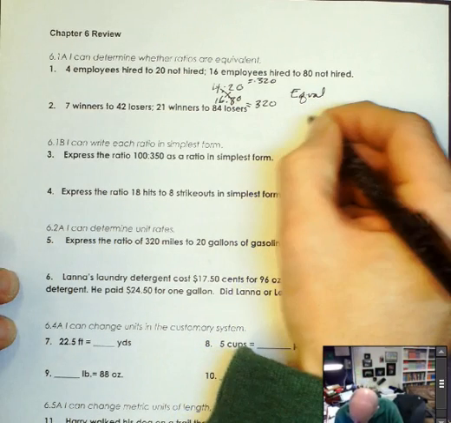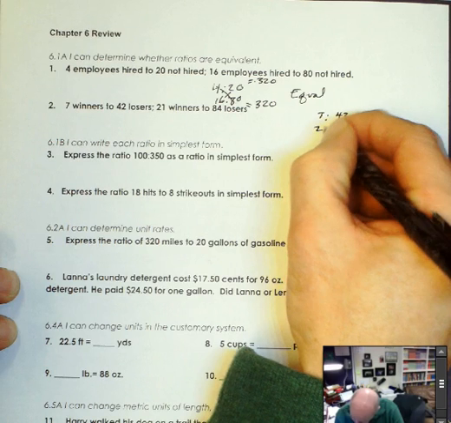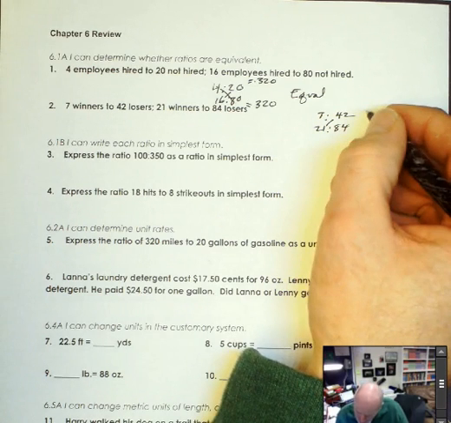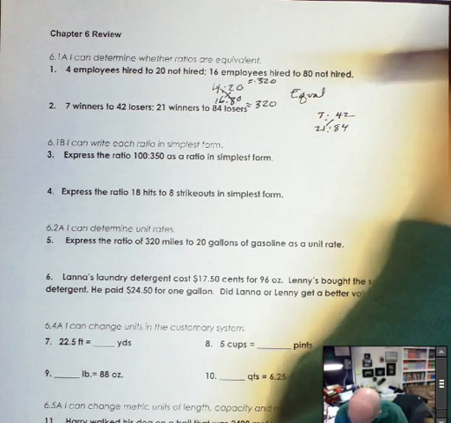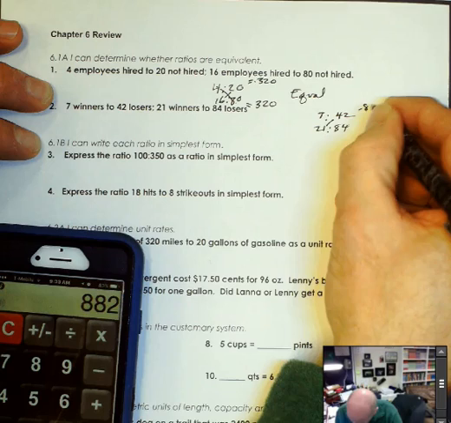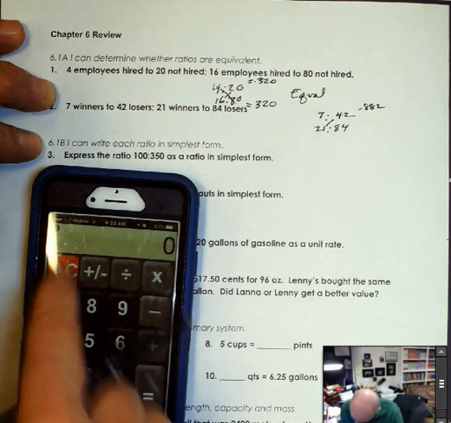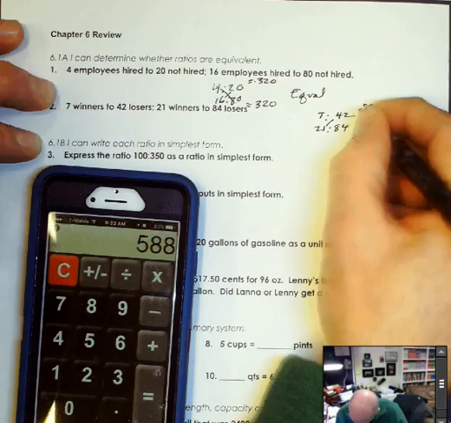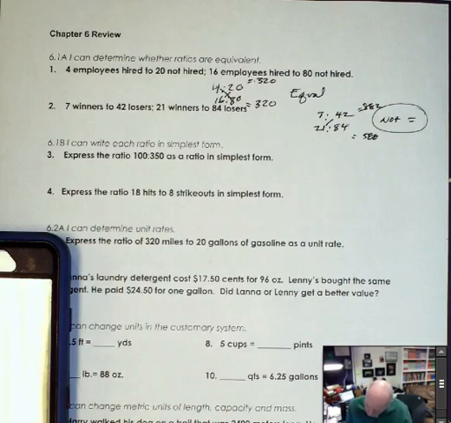All right, let's set up this other one. We have 7 to 42, so 7 winners to 42 losers, and we have 21 to 84. If we check the cross products here, 21 times 42, I'm going to have to do that one. I did some of them earlier for you. 21 times 42 is 882. The other one is 7 times 84, which equals 588. So I can already see these two are not equal. These ratios are not equal.